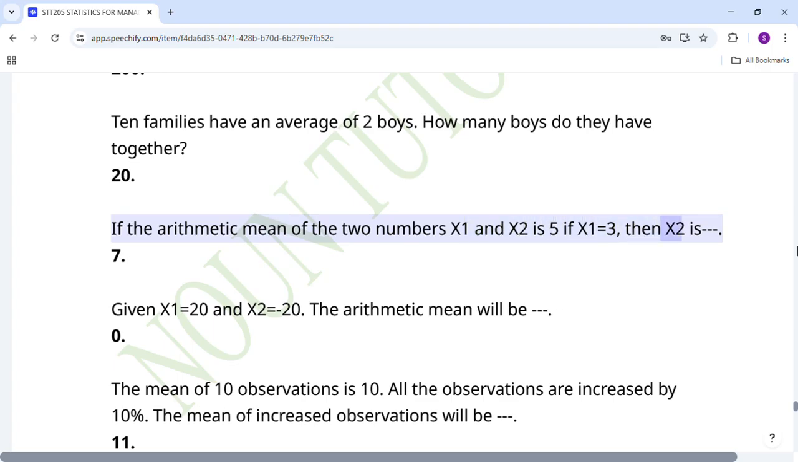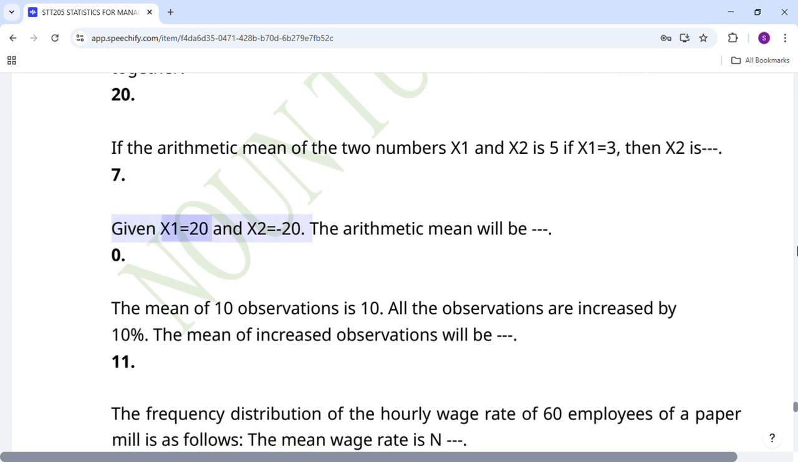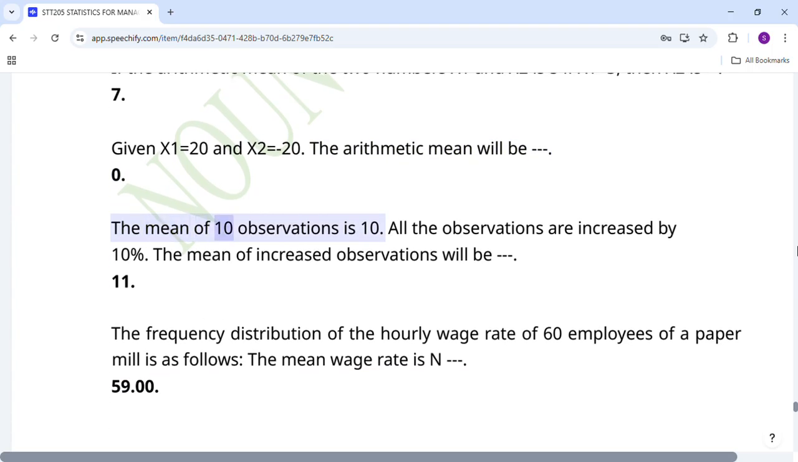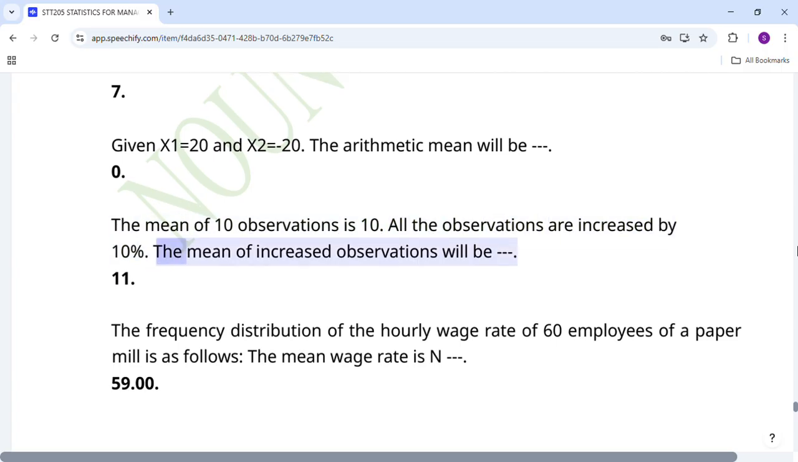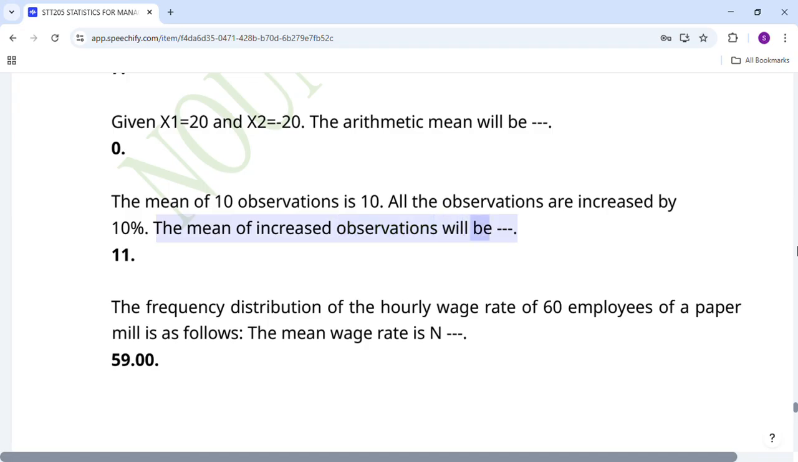If the arithmetic mean of the two numbers x1 and x2 is 5, and x1 equals 3, then x2 is 7. Given x1 equals 20 and x2 equals minus 20, the arithmetic mean will be 0. The mean of 10 observations is 10. All the observations are increased by 10%. The mean of increased observations will be 11.